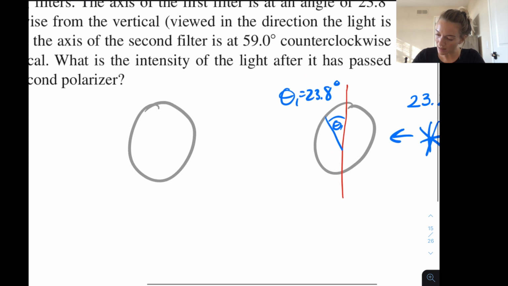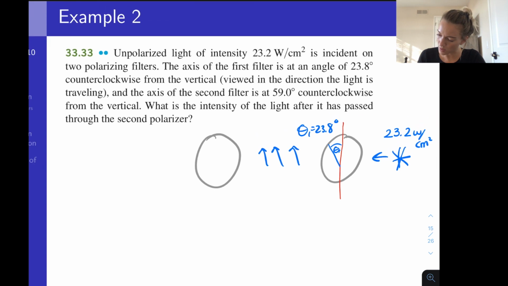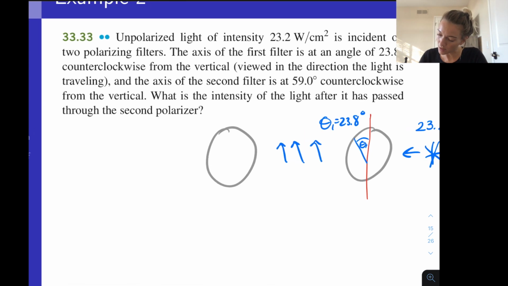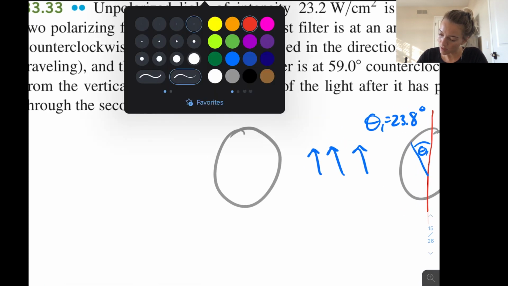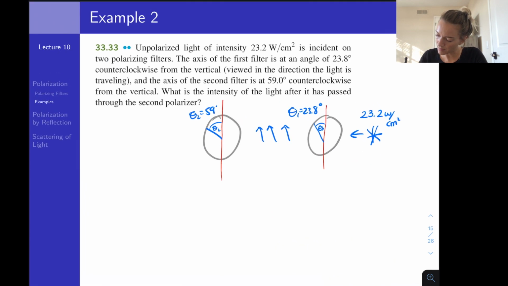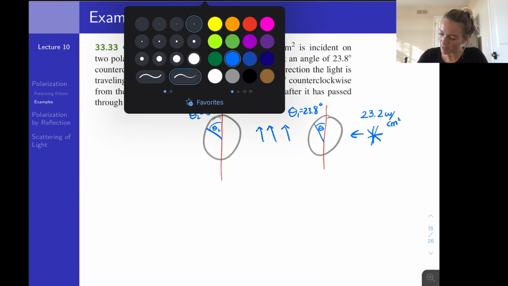And then the light that comes out of there is going to be polarized at that 23.8 degrees. And then the second filter is 59 degrees from the vertical. So that will be like this maybe. So this is theta 2. Theta 2 is 59 degrees. Okay, so what is the intensity of the light after it has passed through the second polarizer?